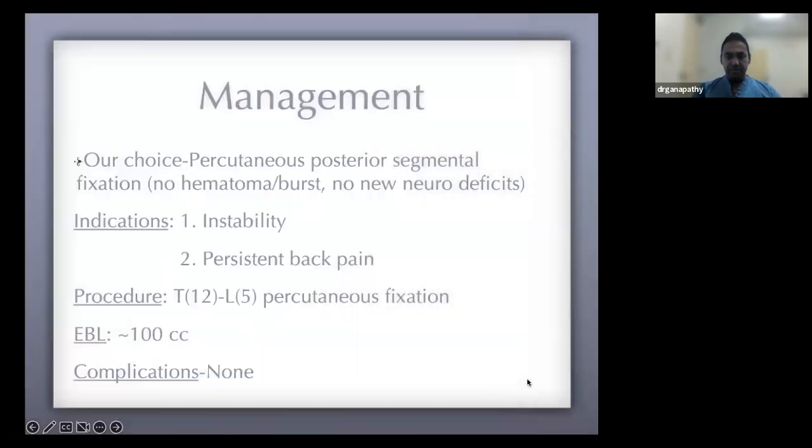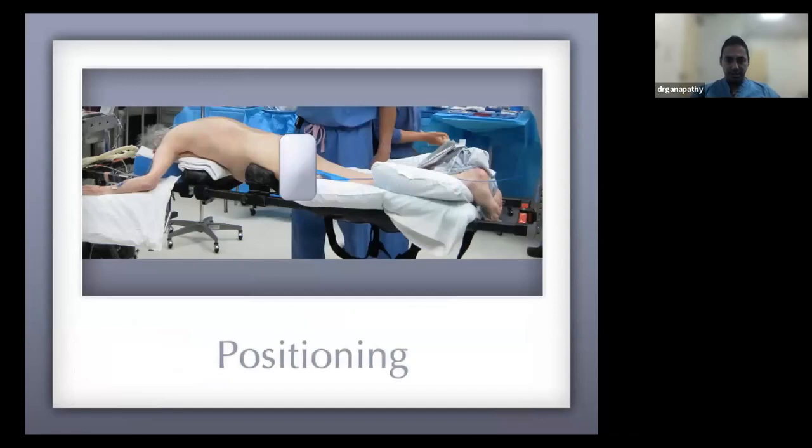Okay, I'll skip the, so management of choice in this patient, we decided to go percutaneously, and at the time we didn't have any navigation, so we went through a percutaneous technique with x-ray guidance. The indications were instability and severe back pain, and we decided to do T12-L5 with percutaneous fixation, minimal blood loss, and as most people would expect, no complications in this patient, but there's a whole list that can occur, and we'll talk about that.